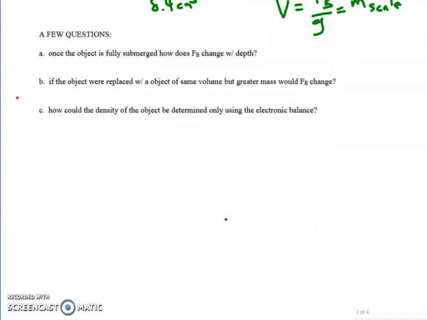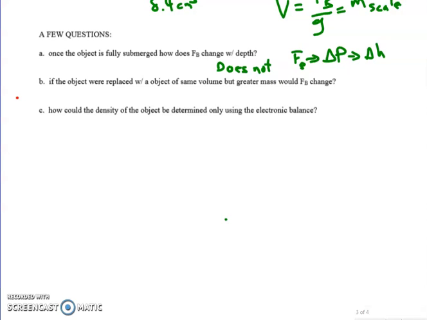All right, so let's look at a few questions. Once the object is fully submerged, how does FB change with depth? And the answer is it does not. Because FB is ultimately due to pressure differences, and the pressure differences go by the differences in height, which isn't changing. In other words, the height of the object. So as it drops, there's more pressure on the bottom, but there's also proportionally more pressure on the top, but the difference stays the same.